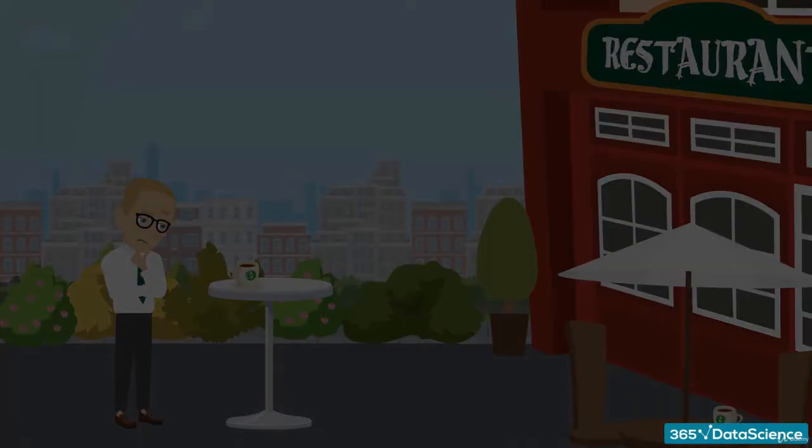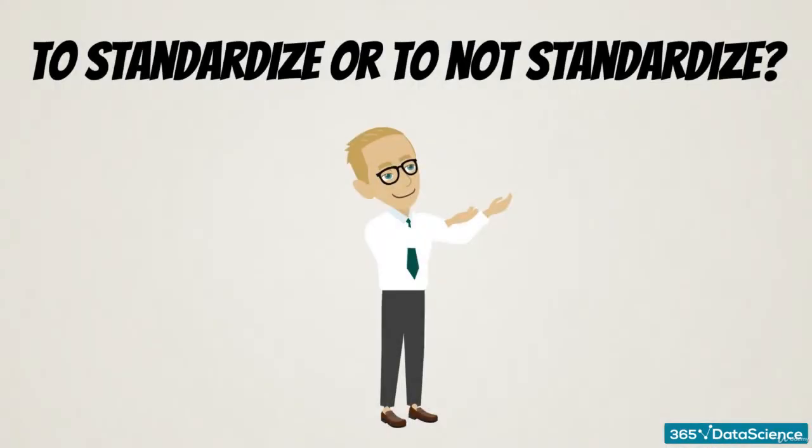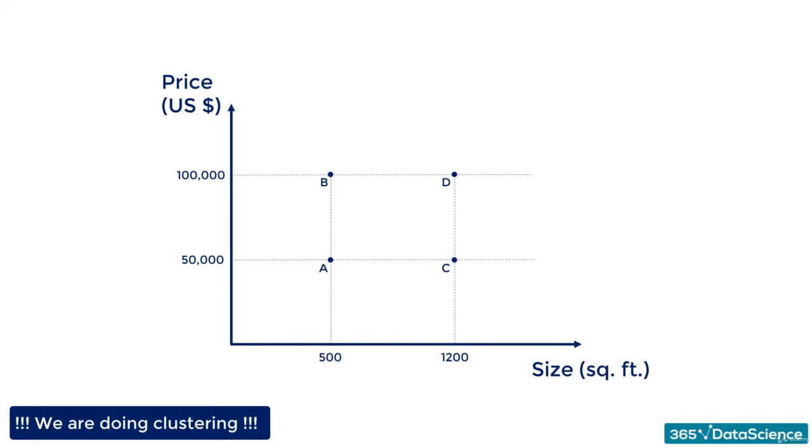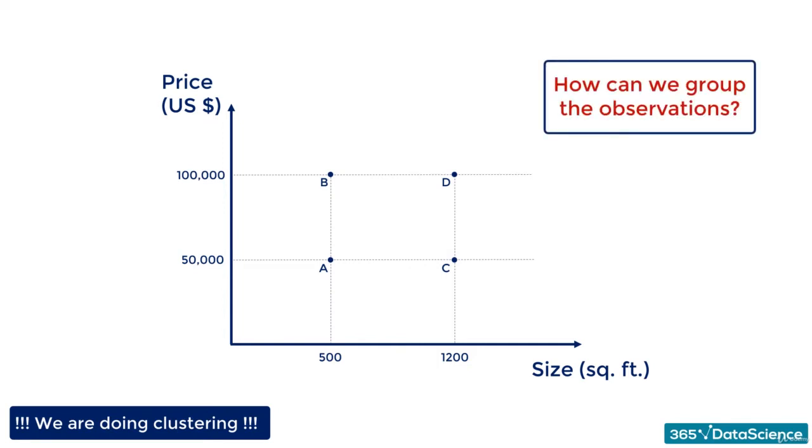So, to standardize or not to standardize? That is the question. Let's explore a simple example. Here's a scatter plot with 4 apartments. The x-axis shows the size, while the y-axis, the price. That's a very common regression relationship. But we are doing clustering here, so instead of causality, think about how we can group the 4 observations.